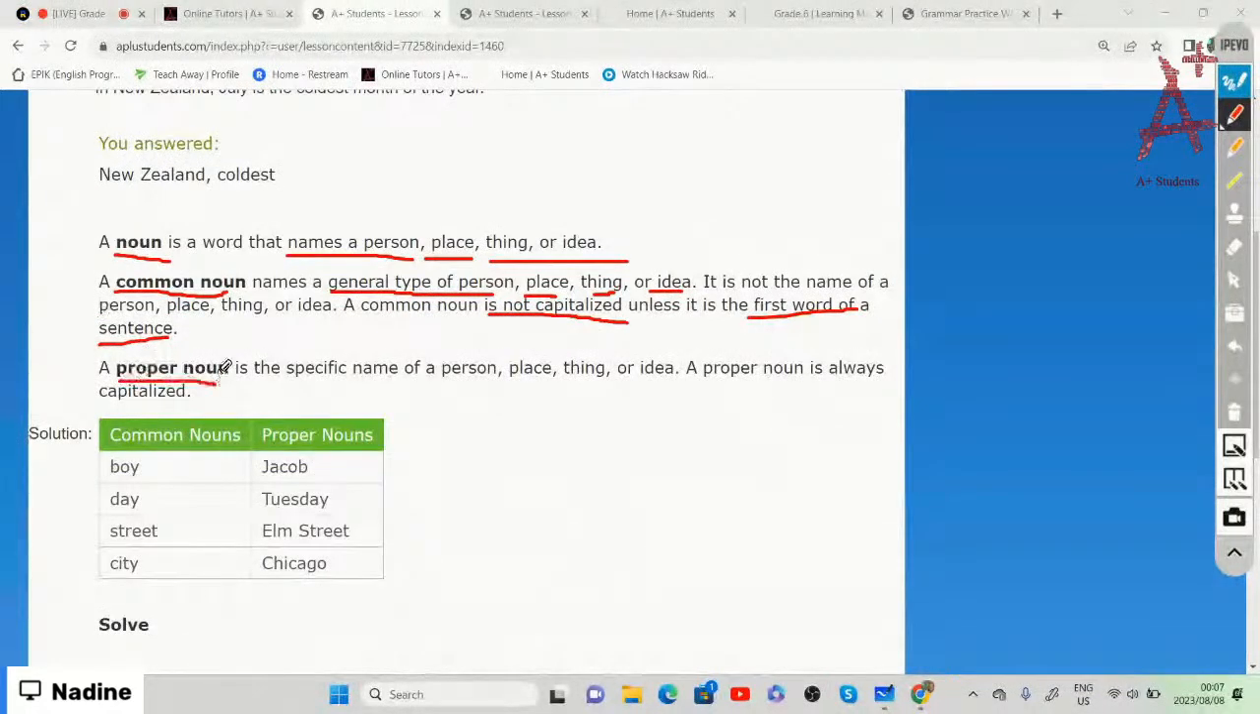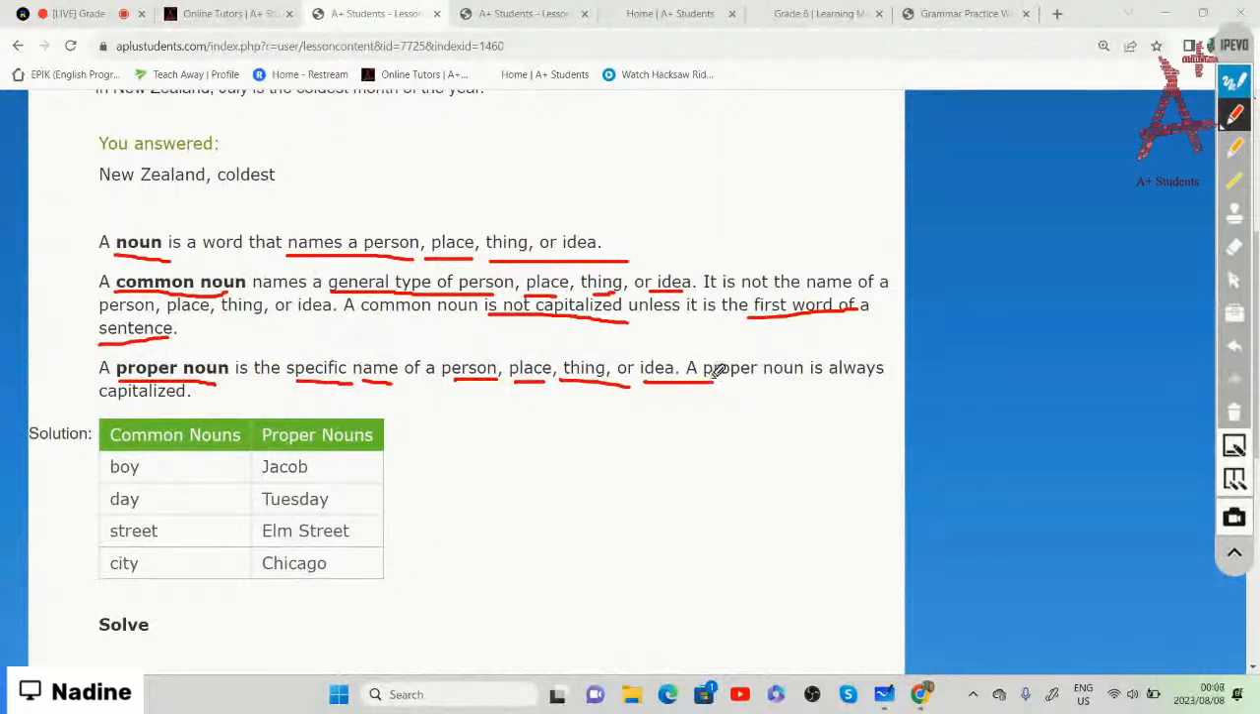Then we have a proper noun. A proper noun is a specific name of a person, a specific name of a place, a specific name of a thing or an idea, right? So it is a specific thing. Instead of generalizing the girl, we are specifically talking about Natasha. Instead of generalizing the boy, we can specifically mention Kyle.